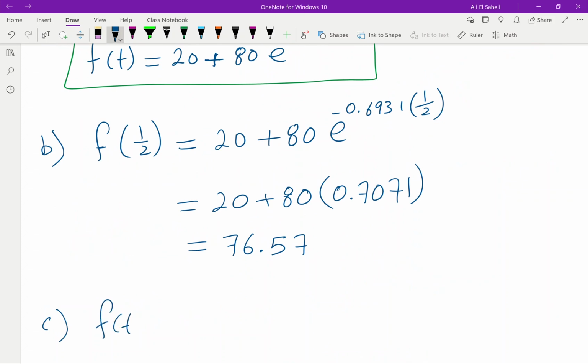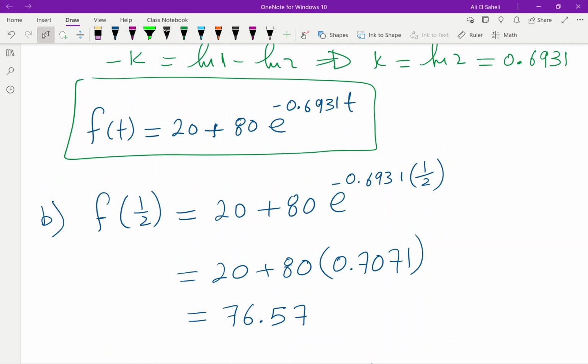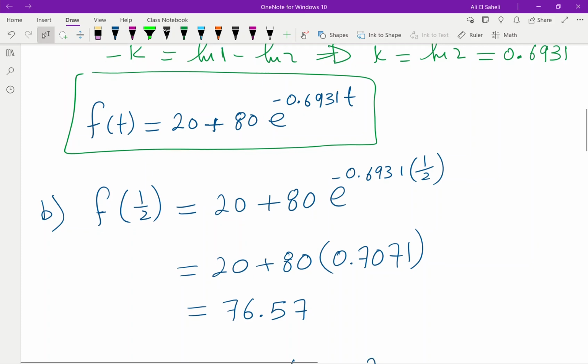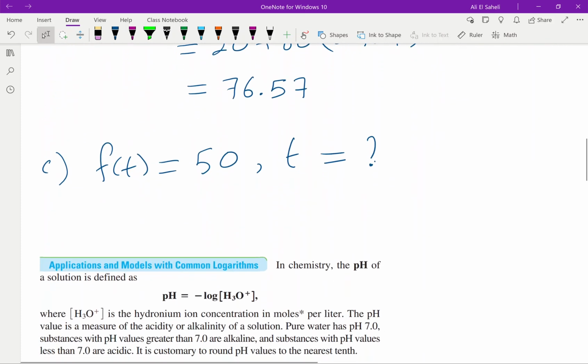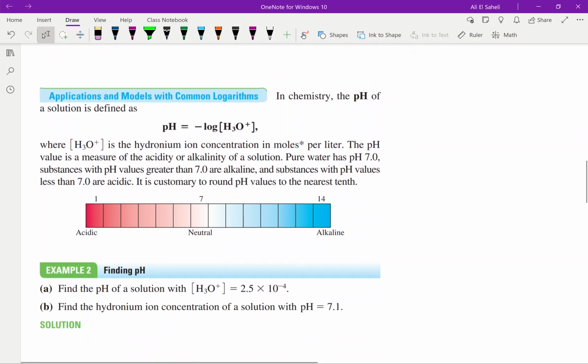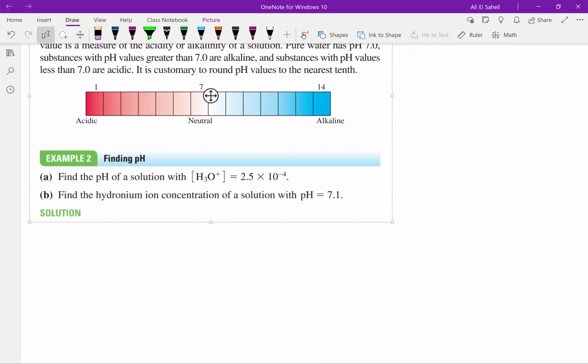Now we want f of t to be 50 degrees. So we have to find t. Usually math problems are like that. Applications of math problems: you have an equation that has more than one variable, one unknown. You're given some of the variables. You have to find the last one. In this case, we are given f of t. We need to find t. In part B, we were given t. Find f of t.